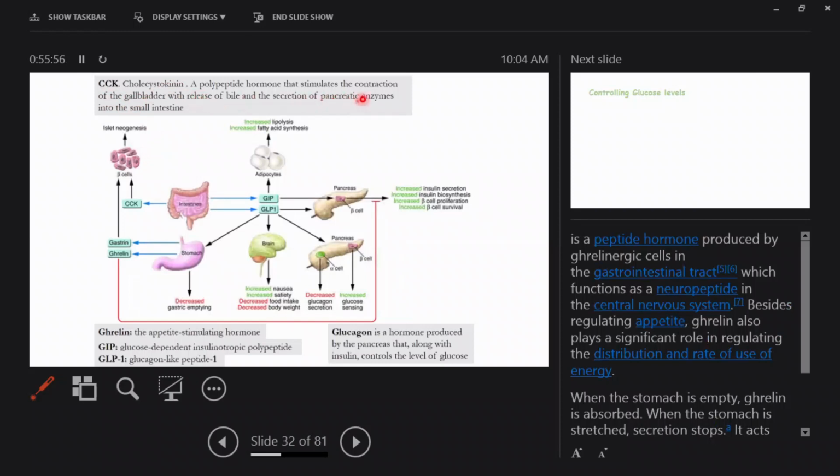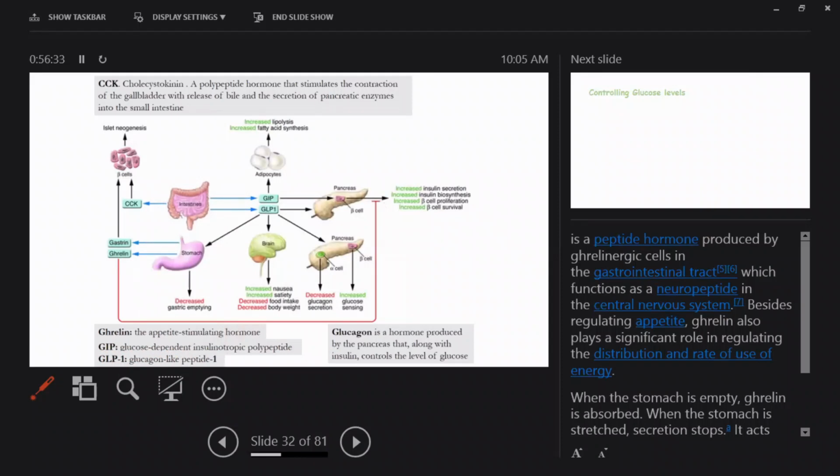Okay, another type of hormone, CCK, cholecystokinin, a polypeptide hormone, stimulates the contraction of the gallbladder with release of bile and the secretion of pancreatic enzymes into the small intestine. And ghrelin, another hormone that we call the appetite stimulating hormone. Ghrelin is the opposite of leptin. Leptin suppresses the appetite, to make us stop eating, while ghrelin makes us eat. It is an appetite stimulating hormone, it stimulates us to eat.